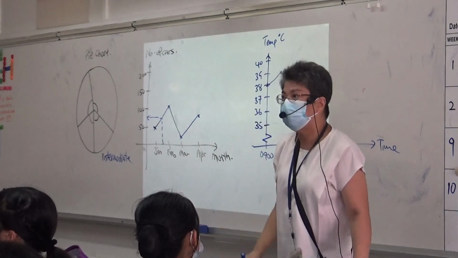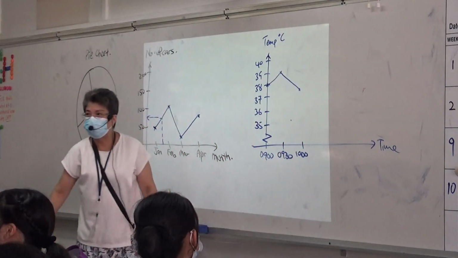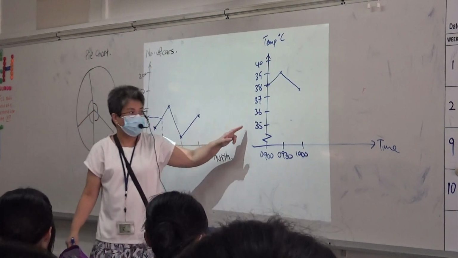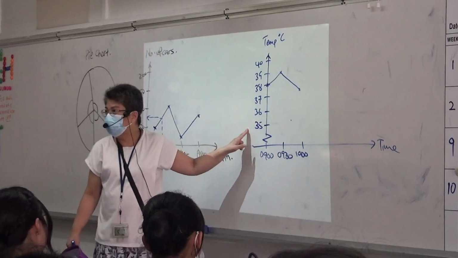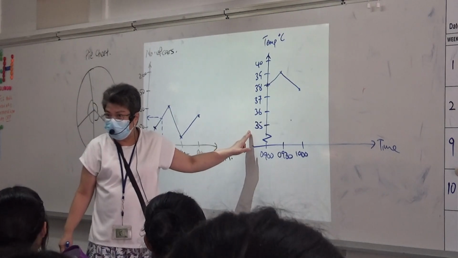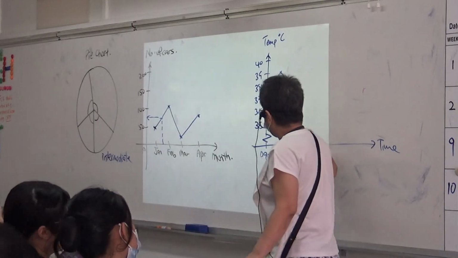This is also a line graph. And this one means what? It does not what? Follow the scale. Okay, it will start from 35. You cannot have someone having 0 degrees Celsius. The person die already. Understand what I'm talking about? Okay, now, for this and this, what's the difference?